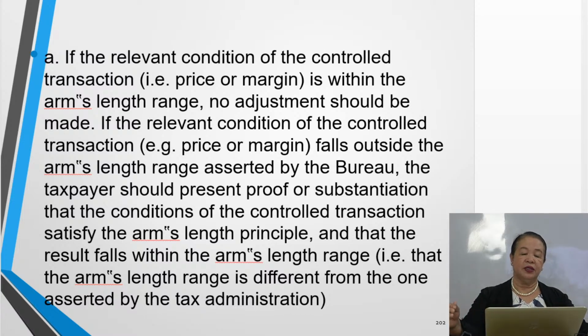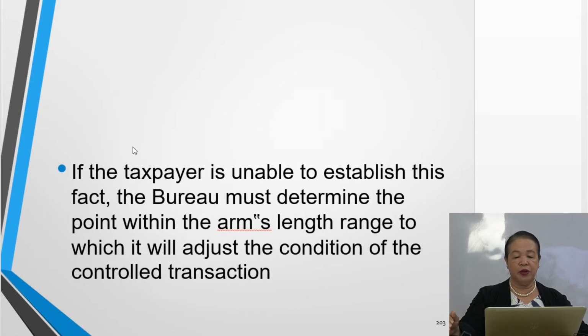Okay? So if the taxpayer is unable to establish this fact, the Bureau must determine the point within the arm's length range to which it will adjust the condition of the controlled transaction. So we have transfer pricing audit guidelines, and it is up to the examiner to determine whether it is comparable or not using the arm's length range.